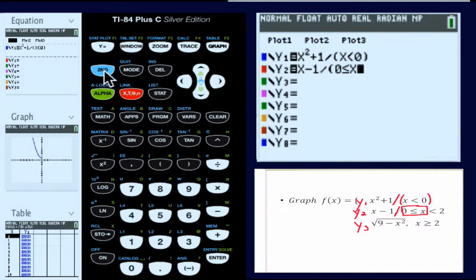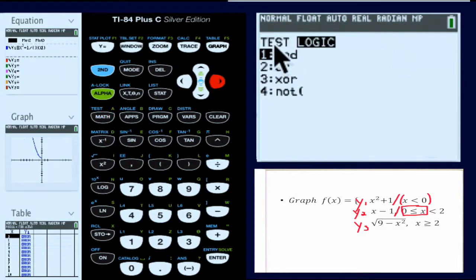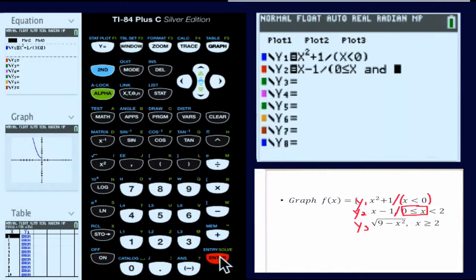It's located under the second or the blue key and math. So that test function, but now we need to scroll to the right to logic. So scroll to the right, and now you have your choices: and, or, not. We want to choose and. So that's number 1. It's already highlighted. Press enter. And now we need to type in the second part.